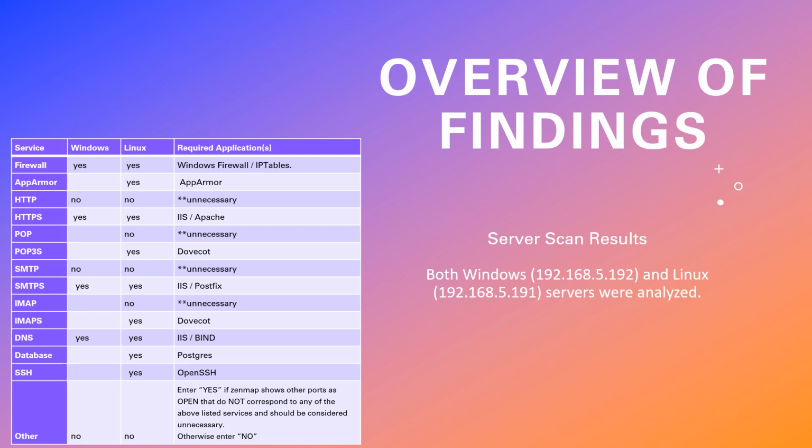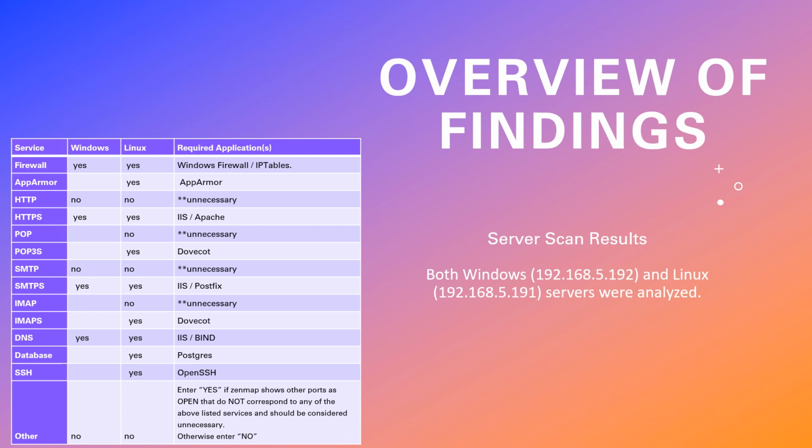It was found with Dovecot, just like the POP3S, which was active on the correct port, which is fantastic. DNS was yes for both of them. Windows uses IIS, and Linux uses BIND. Database, of course, not applicable for Windows. Linux, yes, we did configure Postgres. SSH, again, Windows, not applicable. Linux, yes, we used OpenSSH.